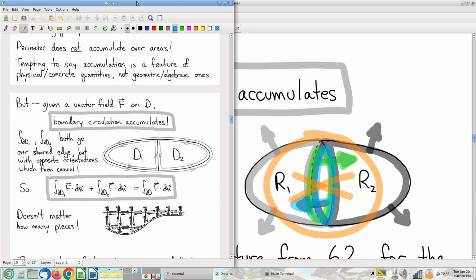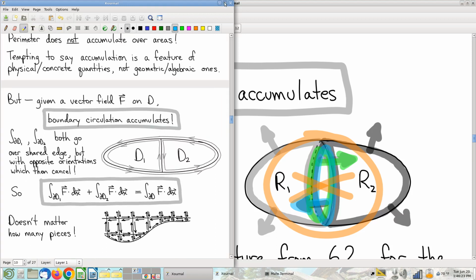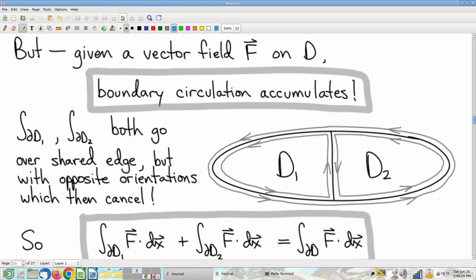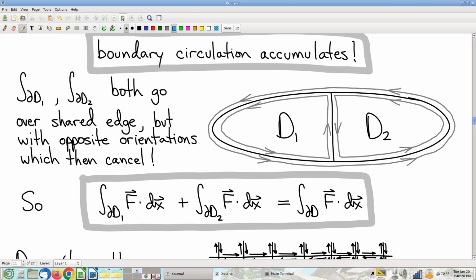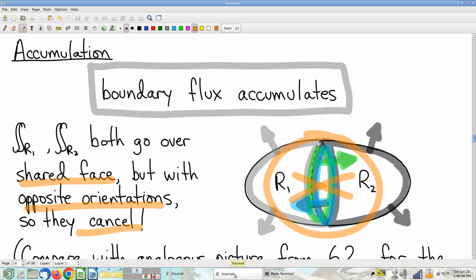Now, of course, you can't help but notice this is very analogous to something that we wrote down when we were talking about Green's theorem. With Green's theorem, it's an area that when you cut, you get two pieces of line integral on a shared edge, opposite orientations, and they cancel. Just like what we're seeing here, shared face, opposite orientations, and they cancel. So this is strongly analogous to our development of Green's theorem. Just different because we're looking at a different accumulating quantity.